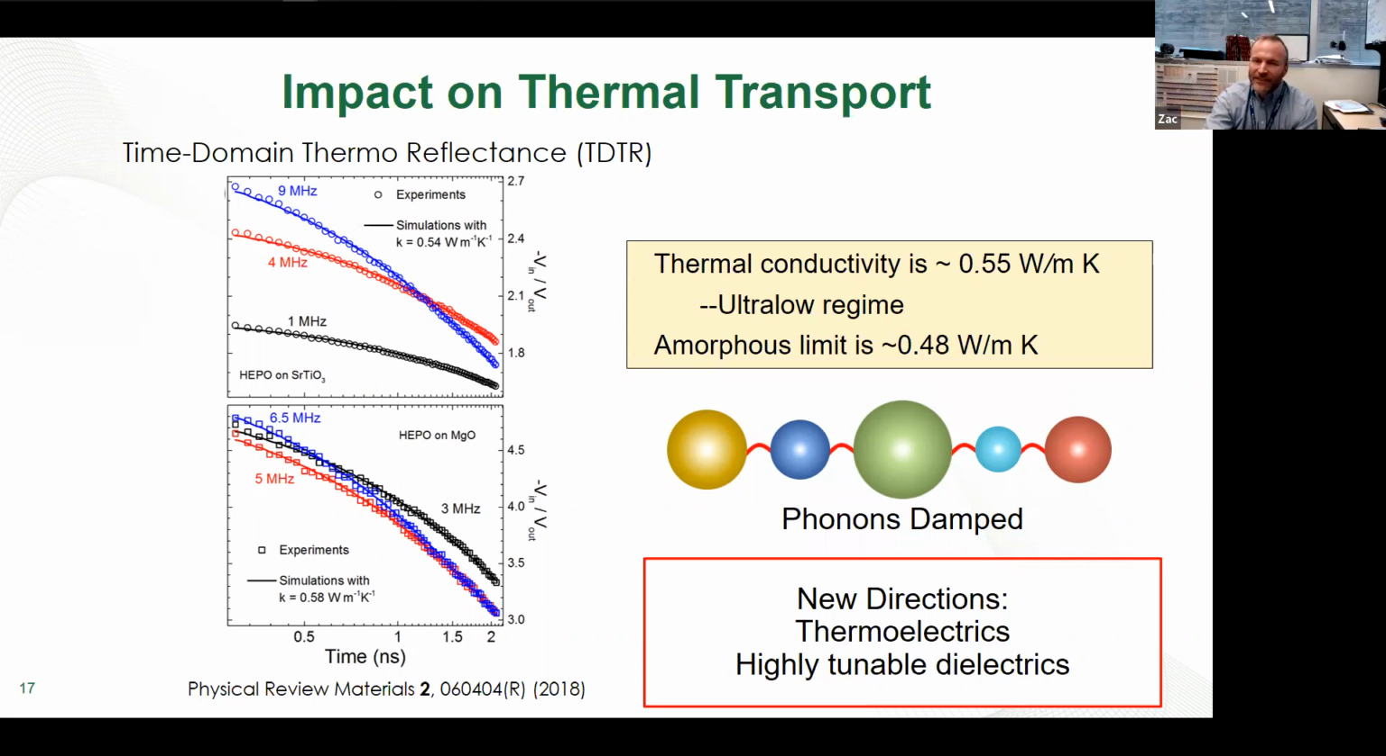Yeah, and that's why I say if there is thermal transport from the phonons, those low frequency guys are still probably the ones contributing, even though they are greatly damped. Yeah, thank you.